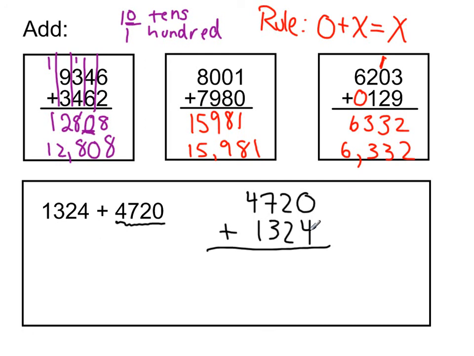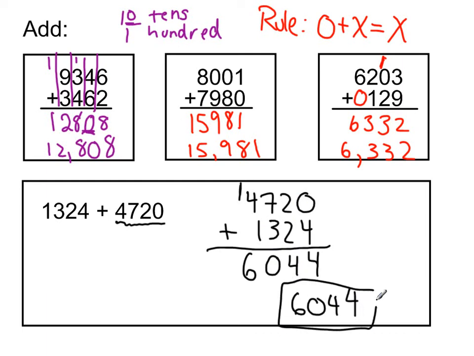0 plus anything is still the same thing. So I still got 4. 2 plus 2 is 4. 7 plus 3 is 10. Place the 0, carry the 1. 1 plus 4 plus 1 is 6. And we have 6,044. And there's our answer.